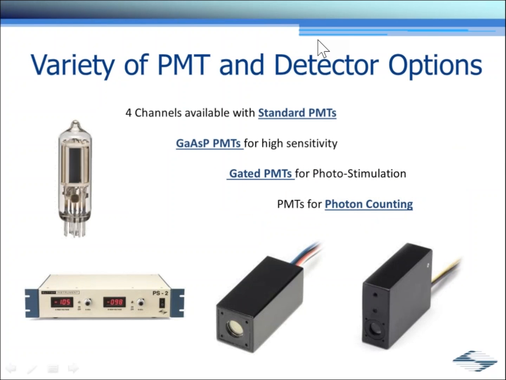Okay, we also have a variety of detector options. We could incorporate standard PMTs. These are photomultiplier tubes, the bread and butter of confocal detectors. We can also incorporate gallium arsenide phosphide PMTs, which are highly sensitive. There are also gated PMT options for people that are doing photostimulation. For example, they might have a very intense pulse of stimulation light, and they want to gate their PMT off during that stimulation pulse in order to protect the PMT. There are also PMTs for photon counting, which leads to things like lifetime imaging, for example.